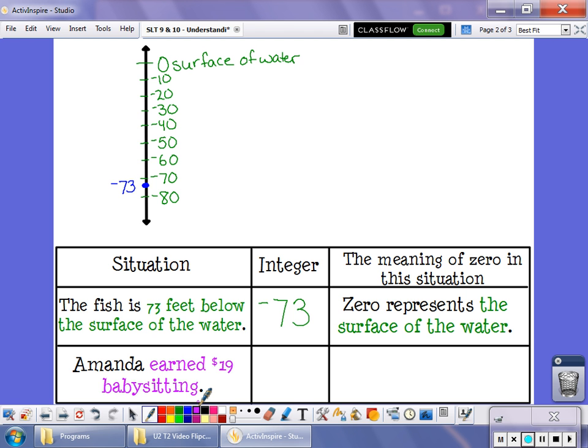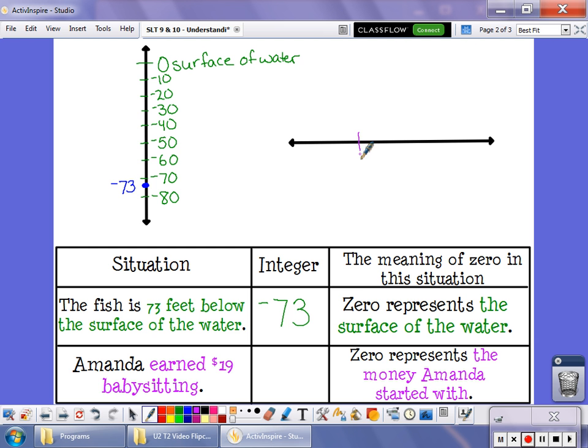Okay, here's a different situation. Amanda earned $19 babysitting. She's earning money, which means she's making money. So our 0 is going to represent the money she started with. So 0 will be Amanda's starting money, and we know she's going to earn $19, which means she's going to get $19, which is a positive amount because she's earning that money. So I'm going to move towards the positive side, and right here would be where $19 would be. So earning $19 is going to be represented by a positive 19.